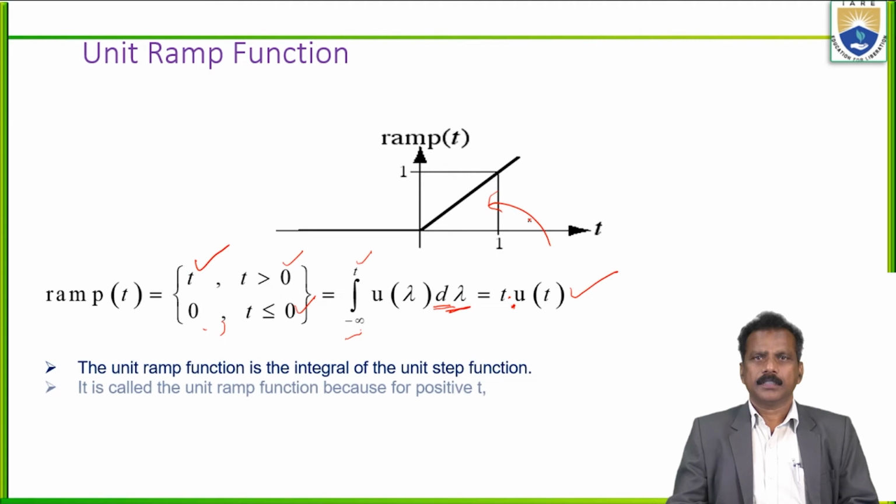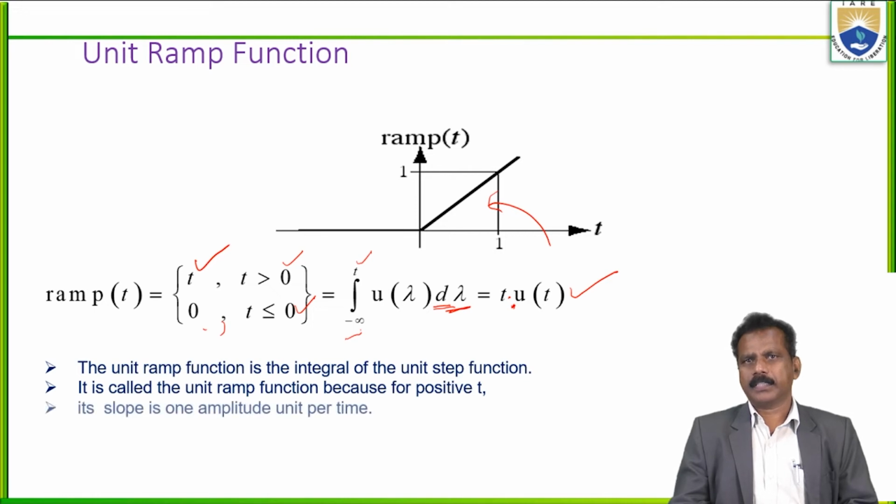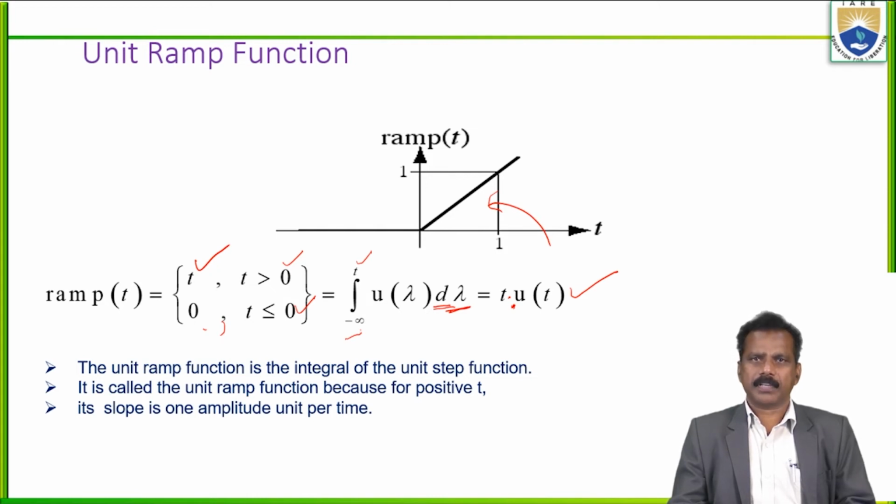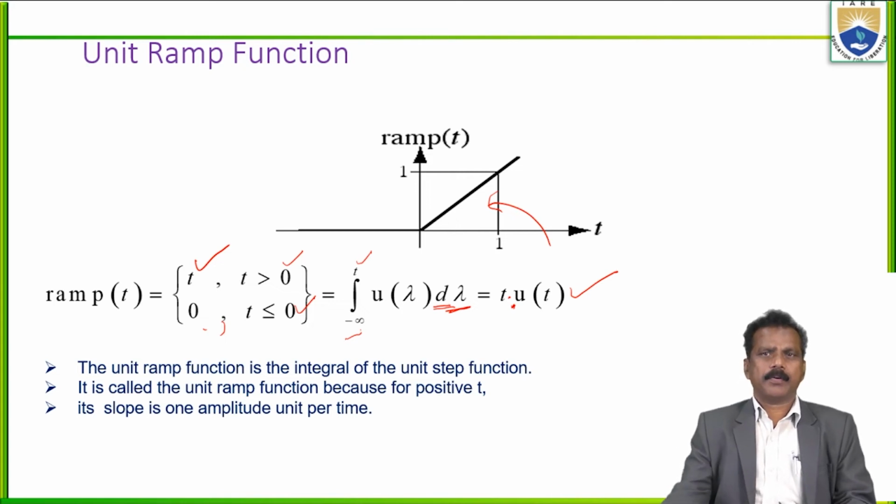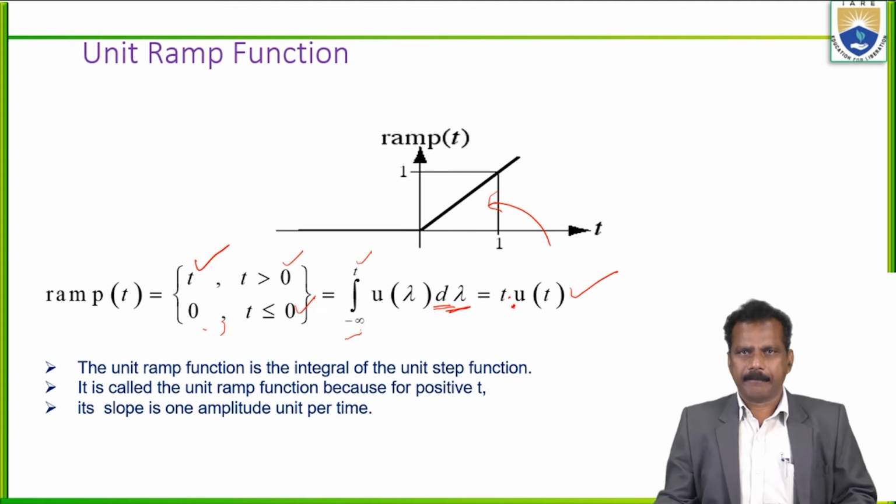It is called the unit ramp function because for positive t the slope is one amplitude unit per time. How does this vary? The unit ramp function is the integral of the unit step function. It is called the unit ramp function because for positive t the slope is 1 amplitude unit per time.